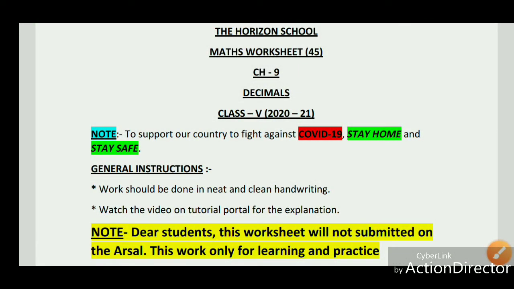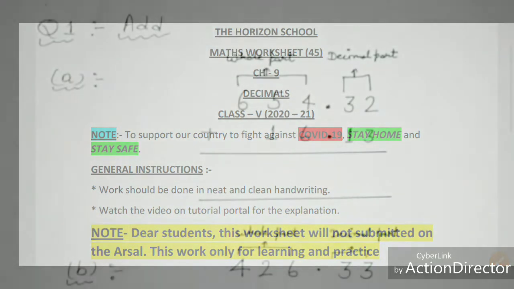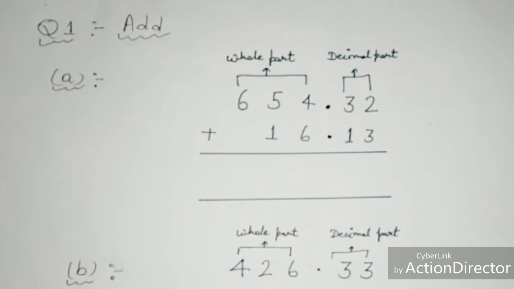Dear students, this is Maths Worksheet 45, Chapter number 9, Decimals. Here we will discuss again addition and subtraction of decimals. Now students, here I solved some examples related to decimals. And now here I solve examples related to addition of decimal numbers.